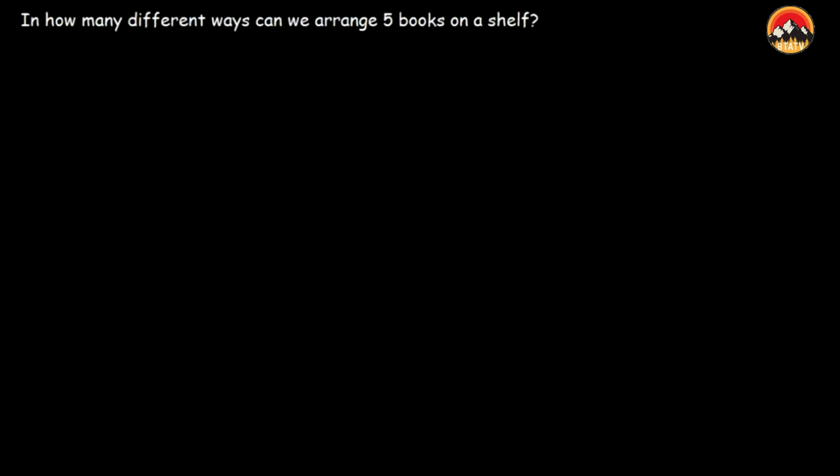So we want to arrange 5 books on the shelf, right? So there's 5 positions to place the 5 books. In the first position, we can choose any of those 5 books. So we have 5 options. Now, once we place the first book in the first position, there's 4 books left over to choose from. So we could put any of the 4 books in the second position.